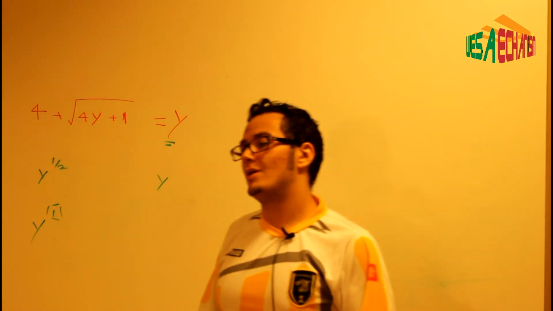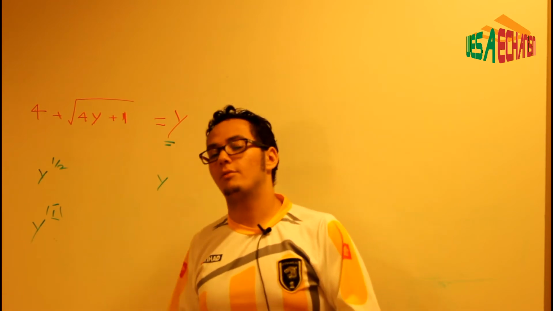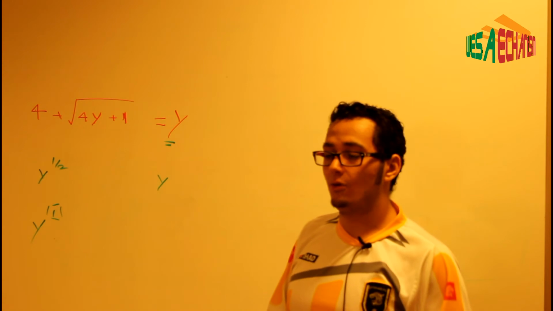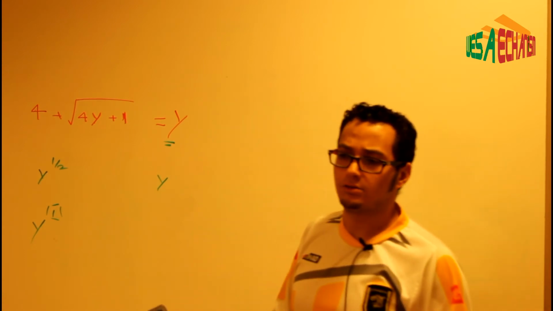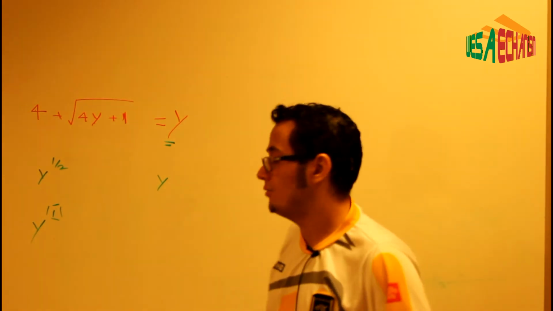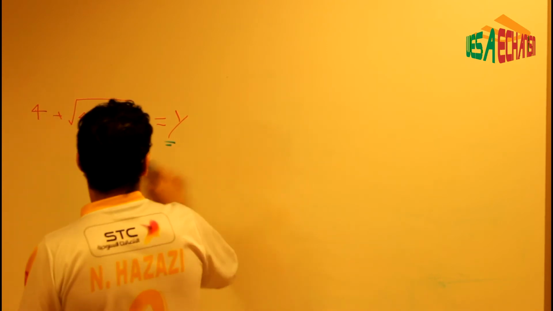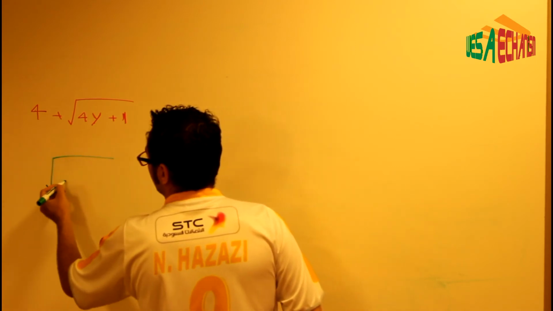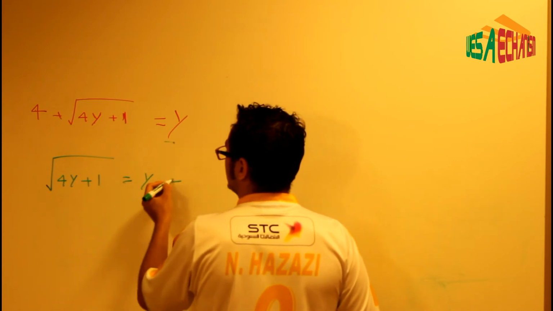Sometimes you might use a method and not come up with the right answer, and then you want to try another method. So if you try a method and it didn't work, try another method. Otherwise, do it again. You might have made a mistake. Believe me, in algebra you'll make a lot of mistakes. But right now we're going to say that the square root of 4y plus 1 equals y minus 4.